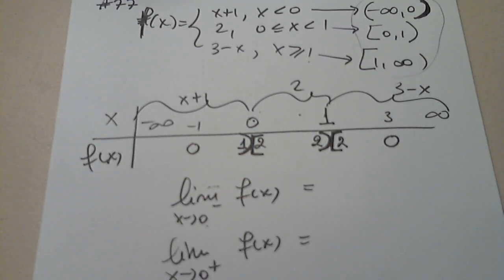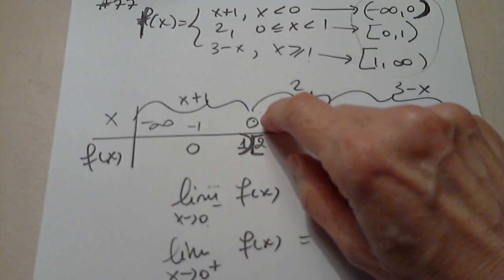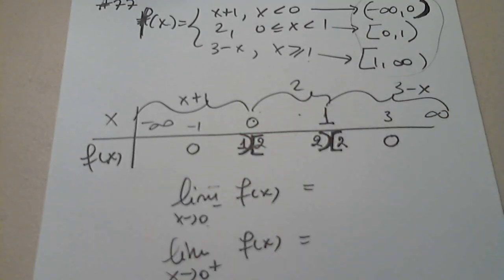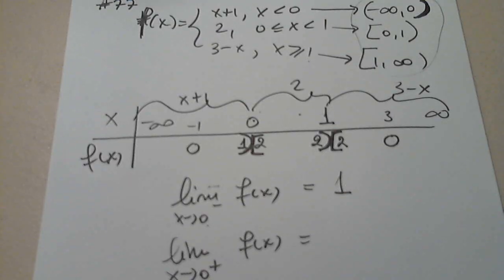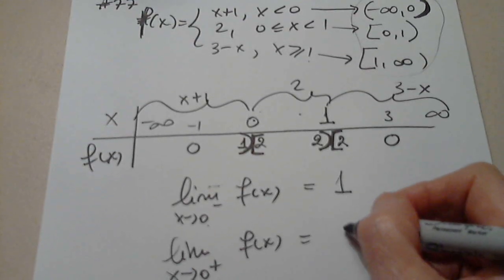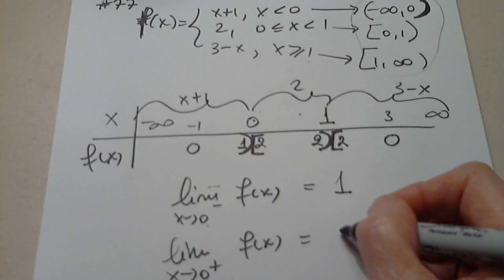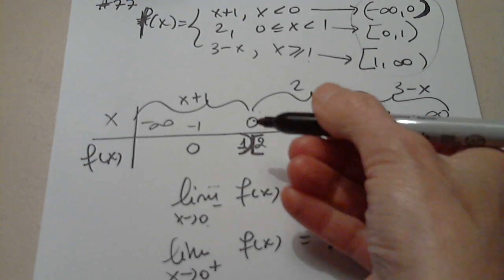Is it 1? Indeed, it's right here. Even if it's an open point, we're not interested in the function value. Good. The limit of f of x as x approaches 0 from the right. 2. Indeed.